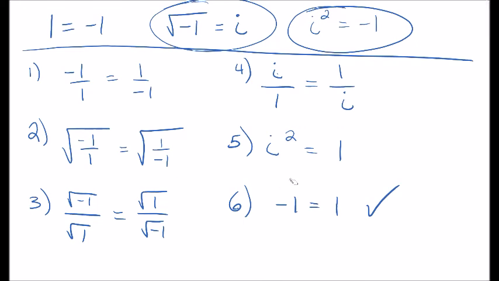So clearly though, we know that negative 1 can't be 1, so there must be an error in this proof somewhere. So the question that I'm posing to you guys is, can you find the error in my proof here?